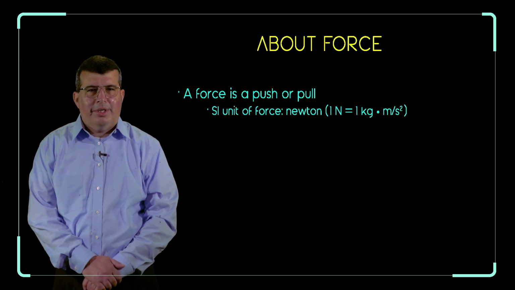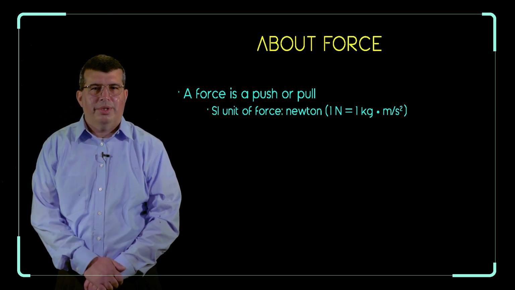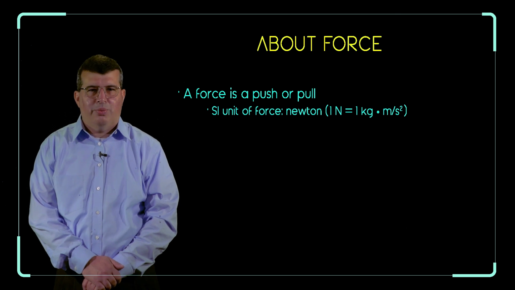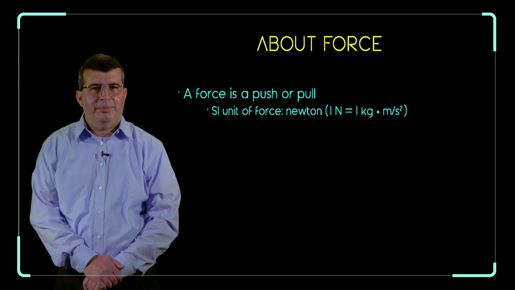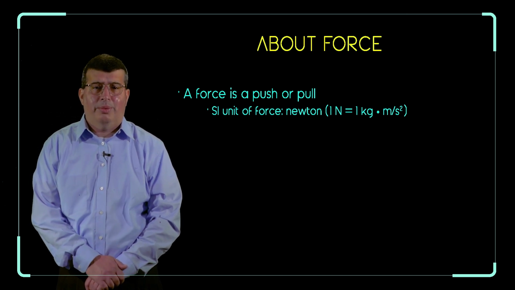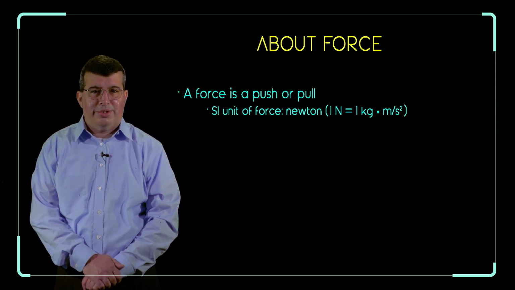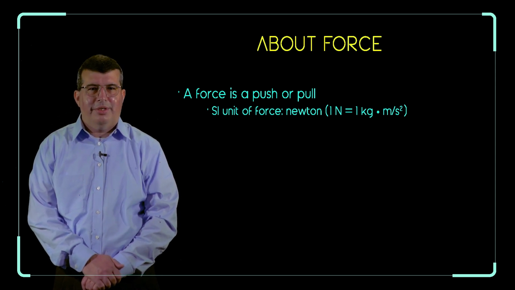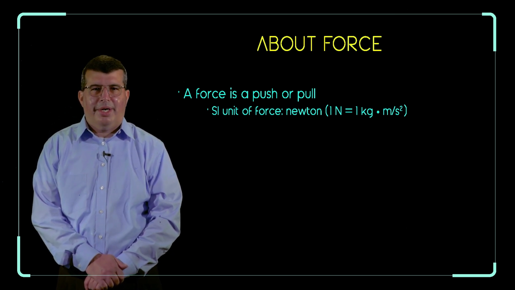Now, a newton can be broken down into kilograms, meters, and seconds, as 1 newton is 1 kilogram times 1 meter per second squared. So in terms of meters, seconds, and kilograms, 1 newton is 1 kilogram times a meter divided by a second squared. And that breakdown is going to be important when we start talking about Newton's second law. So the SI unit of force is 1 newton, which is 1 kilogram times a meter divided by a second squared.